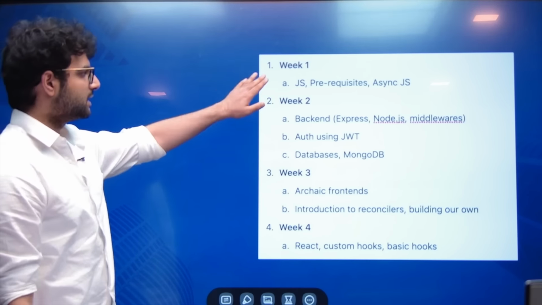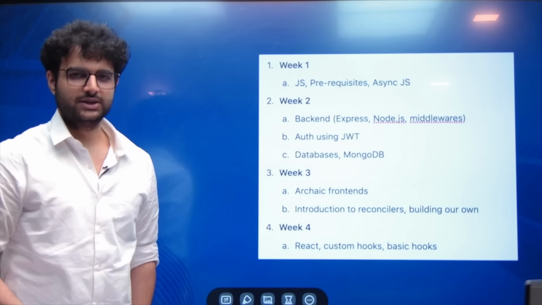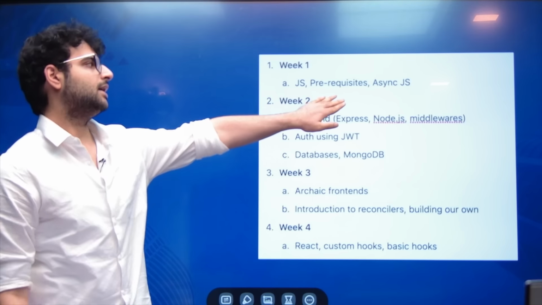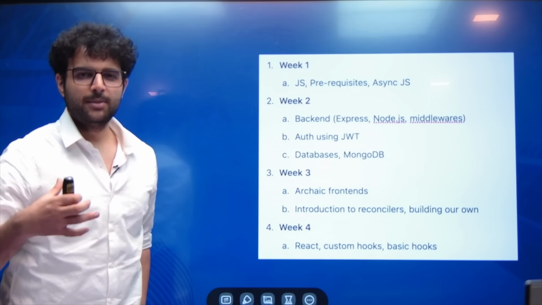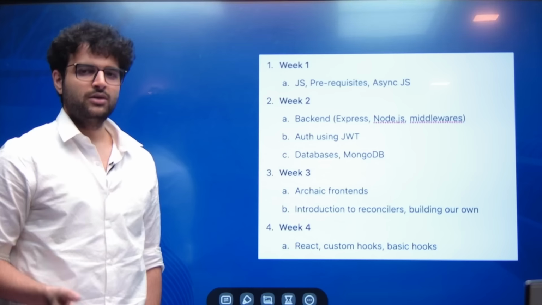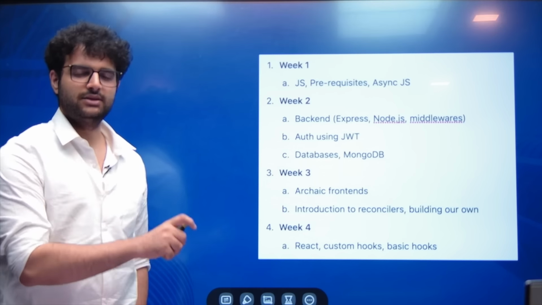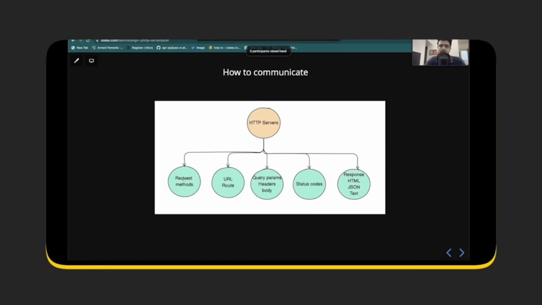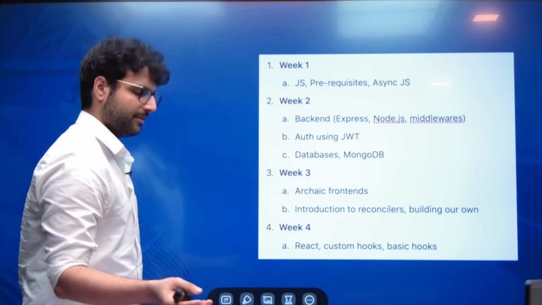Week 1 was JavaScript. The prerequisites, so like 1 JavaScript video, just making sure everyone's up to speed, a few extra classes, and then finally understanding asynchronous JavaScript, which is the important thing, the thing that you should know to differentiate yourself from everyone else. How JS is different from other languages. Week 2 was purely backend that involved HTTP servers, a deep dive into it, Express, authentication, databases, and MongoDB.